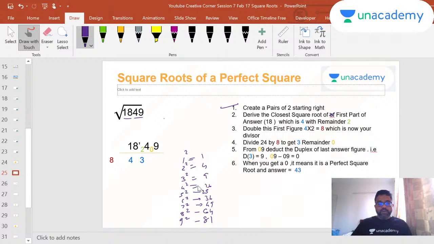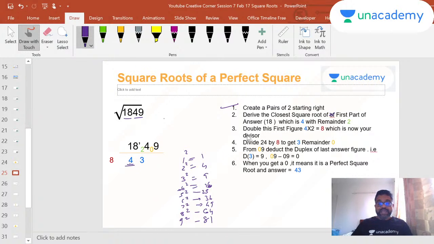Now I'm going to find out which is the one that is closest to 18. That will be my first number, and that will always be my first number. 4 squared gives me 16, 3 squared gives me 9, 5 squared gives me 25. So which is closest to 18? 4, right? So I bring that 4 down here, and then I keep it on the side. This is going to be the very first digit of my resultant square root.